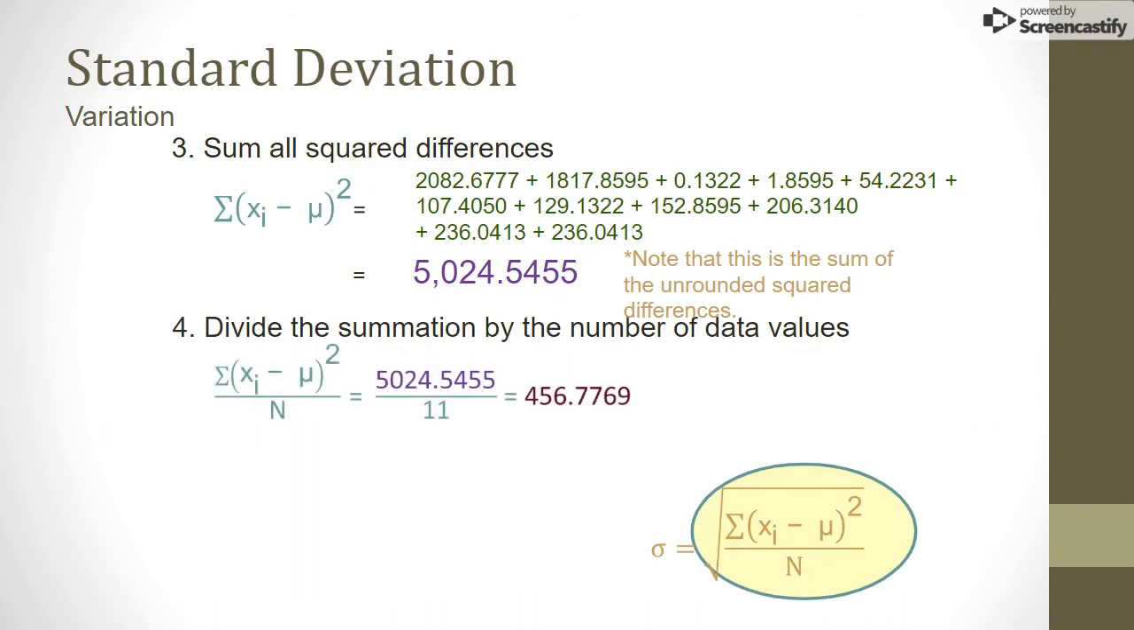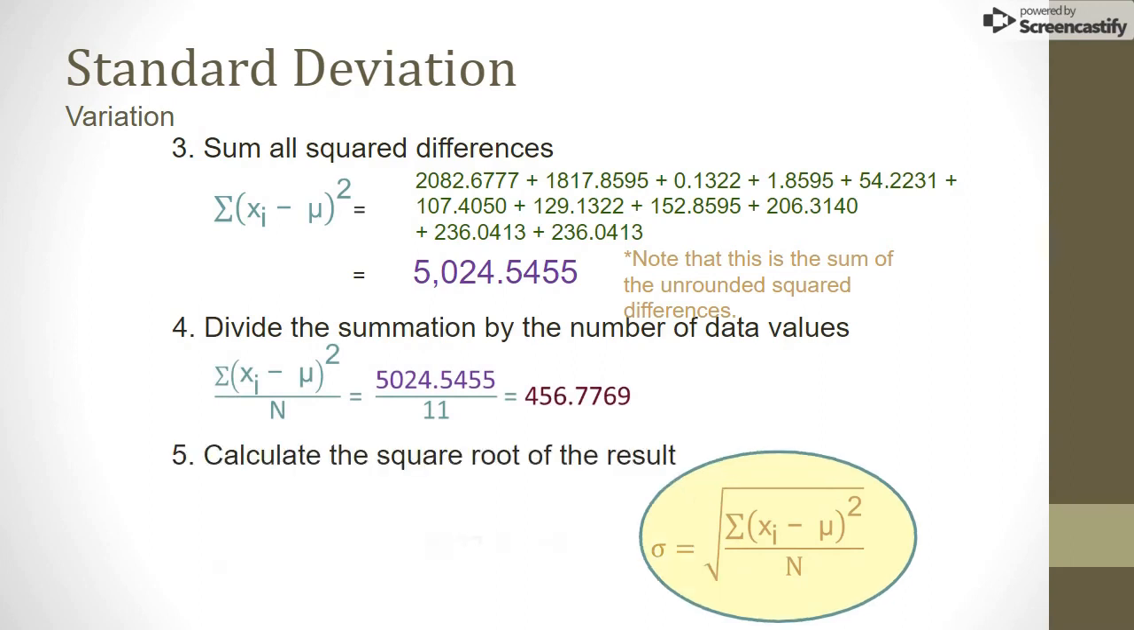Step 4. Divide the sum by the number of data values, which for this problem is 11. Remember to use the unrounded result from the previous step. Step 5. Take the square root of the division. Remember to use the unrounded result from the previous step. Report the standard deviation to one more digit than the original data. Since the original data in this problem was given in whole numbers, the answer here is reported to 1 decimal place more at 21.4.